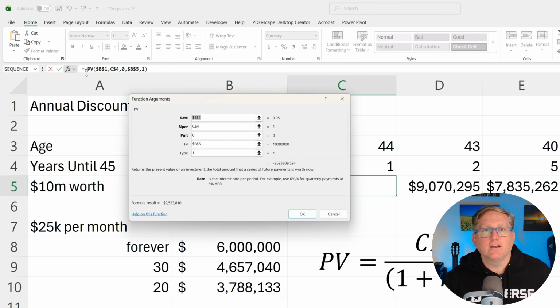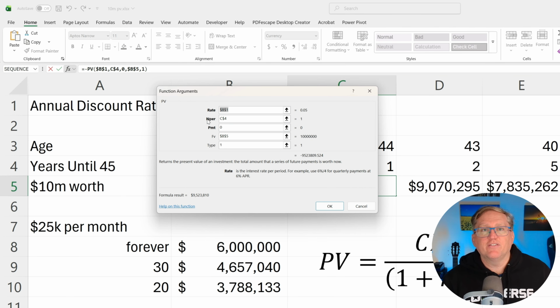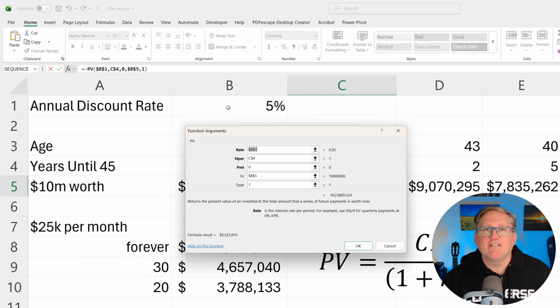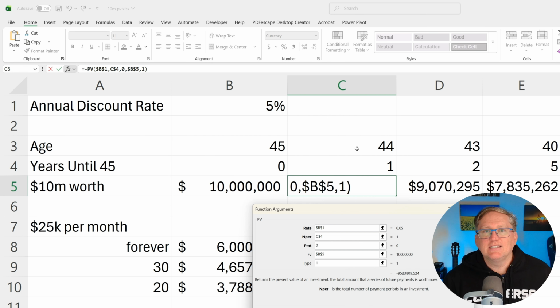If we have a click on it, we can see that there's a number of different things that we give it. So the first one is the rate, and so that is my discount rate. We can see that I've given it 5% there. The next one down, NPER, number of periods. This is where we're just going, how many years are we having to discount back? So if you're 44, it's going to be 1 year. If you're 43, it's going to be 2 years. So it's just working out how long you're going to have to wait for that 10 million. So how many years do we need to discount it back?